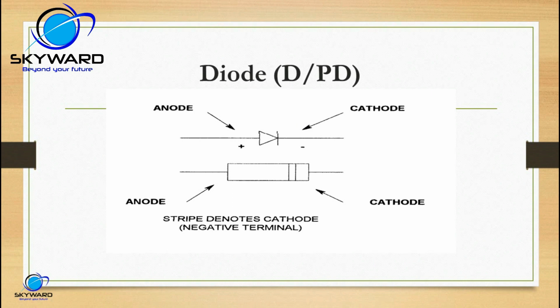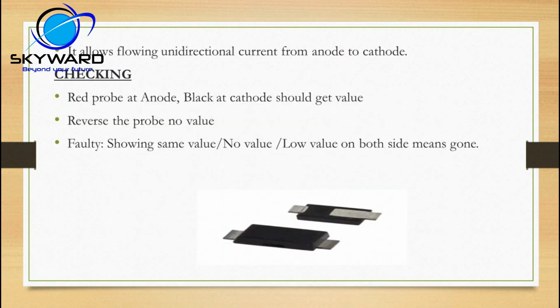It means on one side it will give a value, and reversed it will not give any value. Positive to negative it will give a value in a normal diode. Okay, so here it is written: red probe at anode, black probe at cathode, get value. Reverse the probes, no value. If it shows the same value on both sides, it means faulty. No value on both sides also means faulty, and low value on both sides also means faulty. A diode is okay in only one condition: on one side it should give a value, and on the other side it should not give any value.